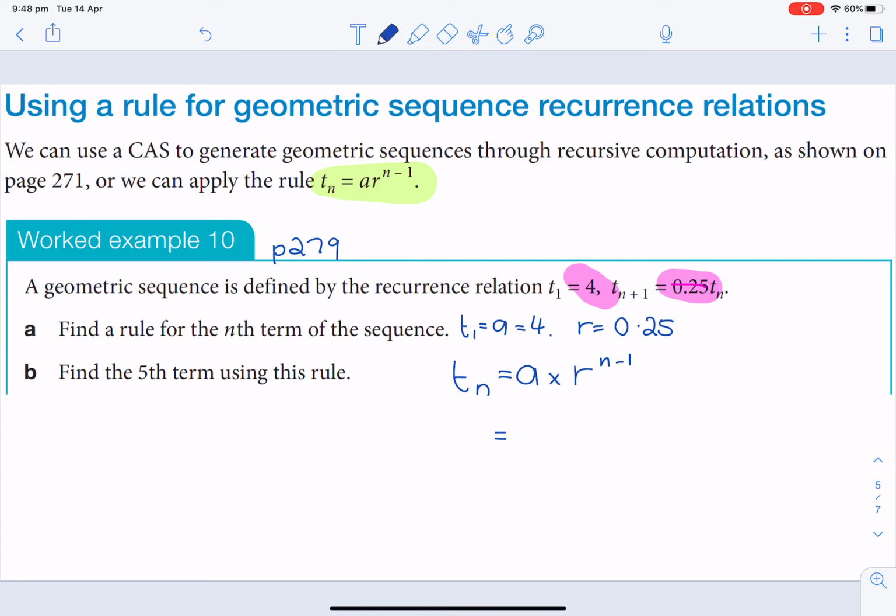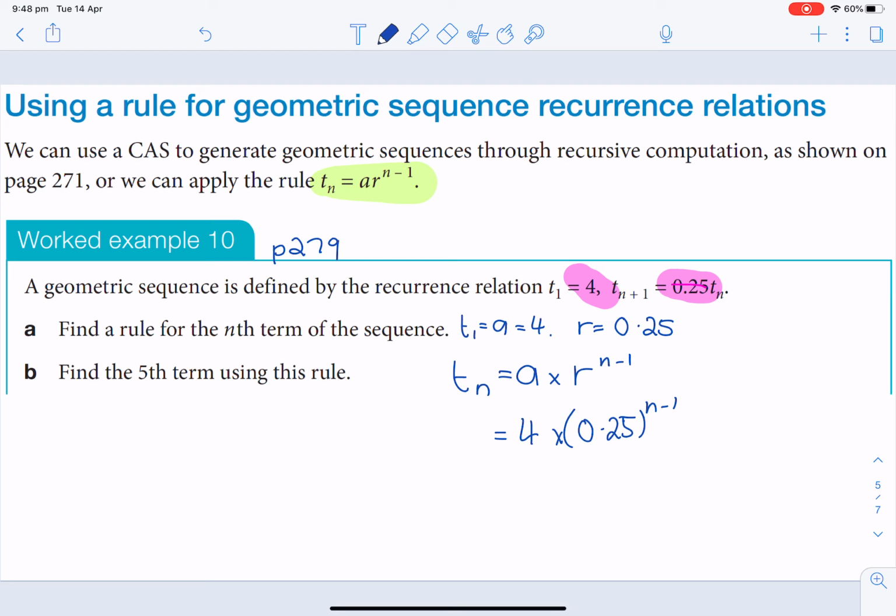Let's substitute in my A, which is 4, and my R, 0.25 to the n minus 1. I'm going to put that in brackets so you can see that 0.25 is all to the power of, and that is my answer. Didn't need to simplify like I did with arithmetic. All I need to do is put in a new n value, and this will then give me the term that I'm after.